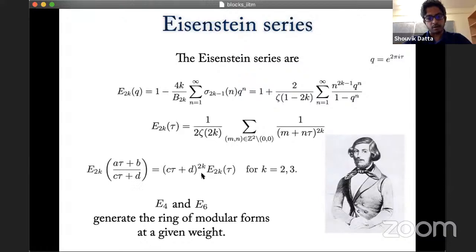The good thing about these Eisenstein series is that E4 and E6 are modular forms of weight 4 and 6. Furthermore, they generate the ring of modular forms of a given weight. So any higher weight modular form can always be written as a polynomial in E4 and E6.